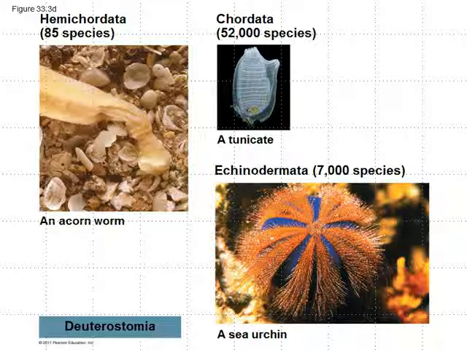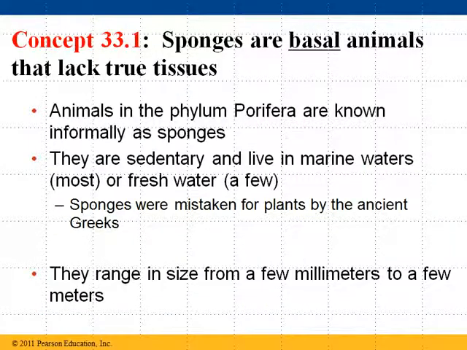We're going to start with the most simple of these creatures, which would be Concept 33.1, the sponges. Sponges are what we call basal animals. Their phylogeny goes all the way back toward the very beginning of the phylogenetic tree, and they lack true tissues. They are the only animals within the grouping that you would say lack true tissues. They are in the phylum Porifera, and informally they're called sponges.